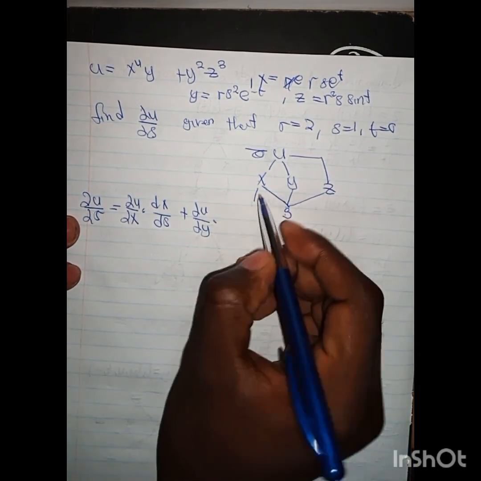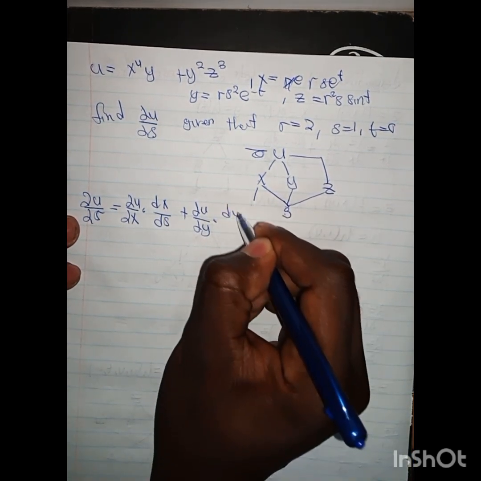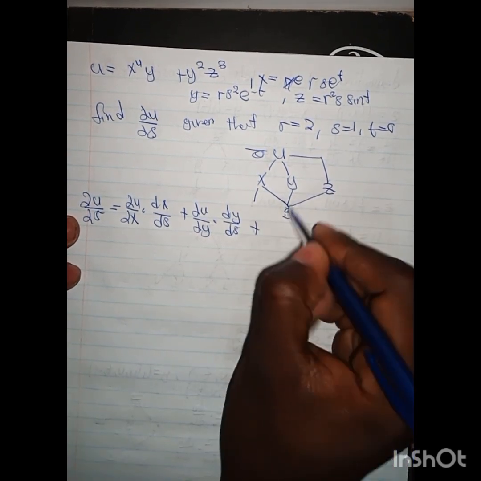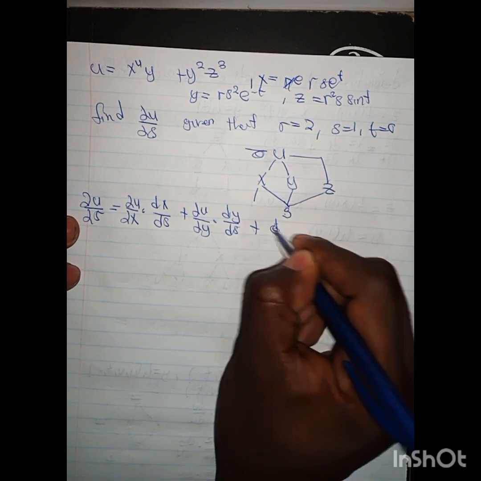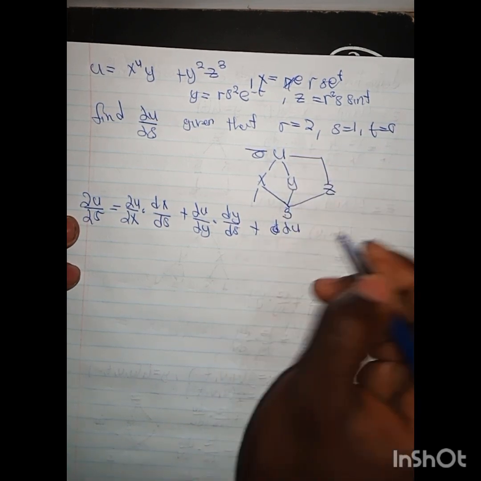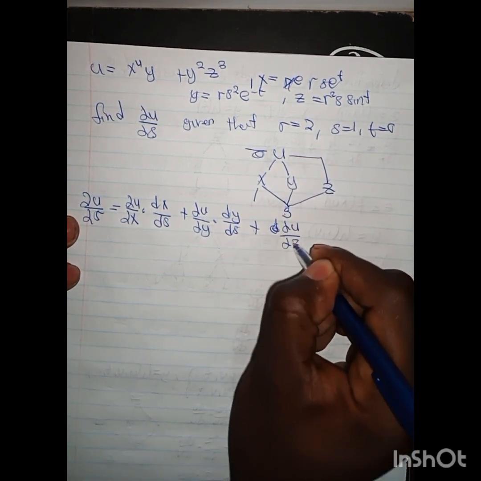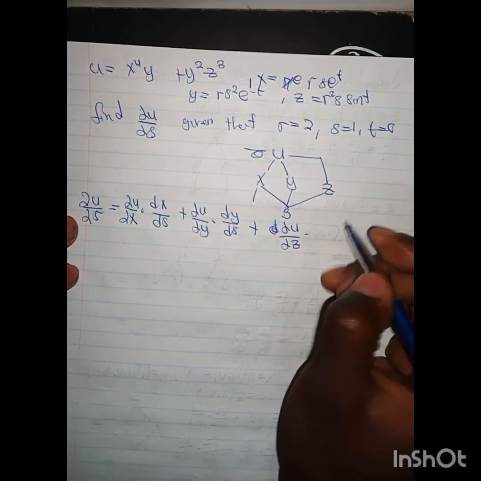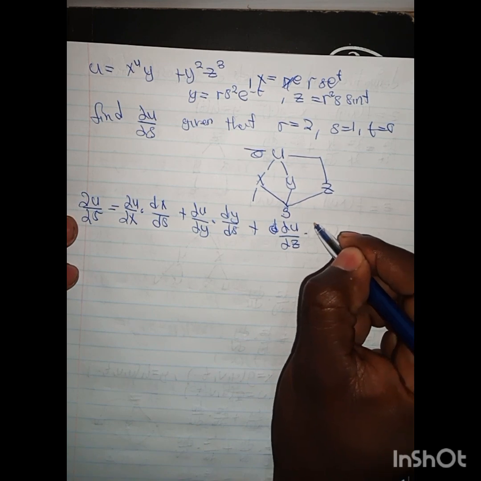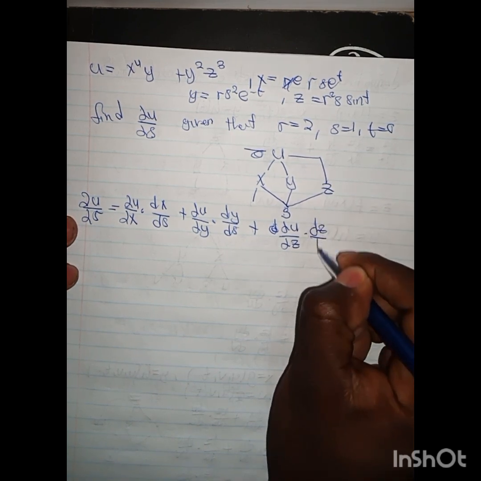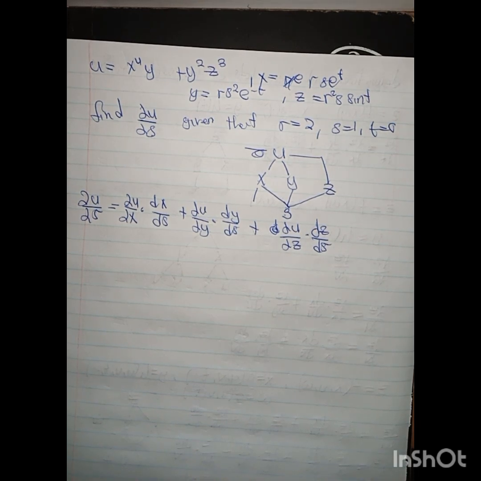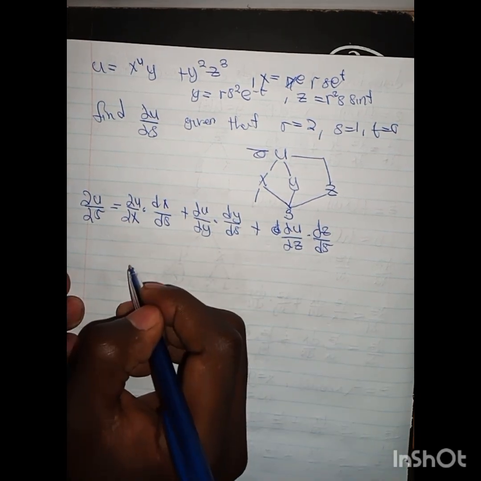It means now we are going to find dy/ds plus du/dz, and then multiply by dz/ds. Then we have dz/ds, like that. Then from now on, it's a matter of differentiating what we have here.